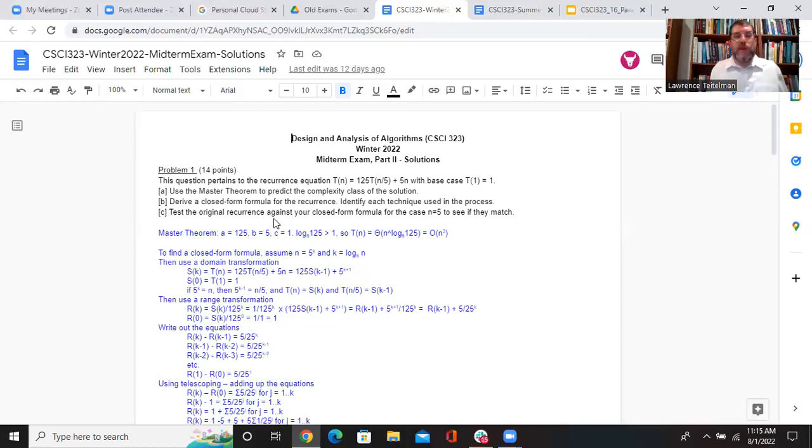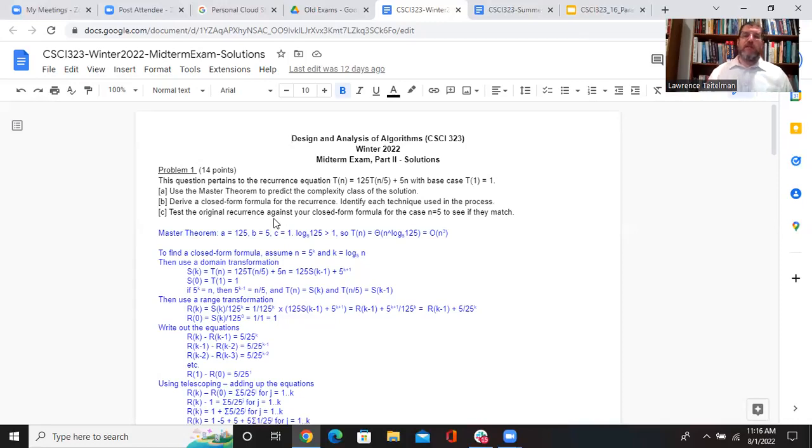And the sub-questions will also be pretty much the same. So you need to be able to use the master theorem, and you need to be able to derive the closed form formula, which is the hard part. And then C is just really a sanity check. It says plug in to the recursive formula, the recurrence relation, and see if you get the same answer as your closed form formula. Okay, so let's walk through this. Let's do problem A first.